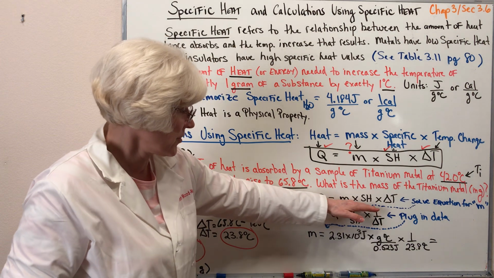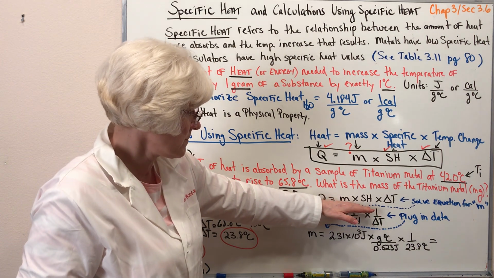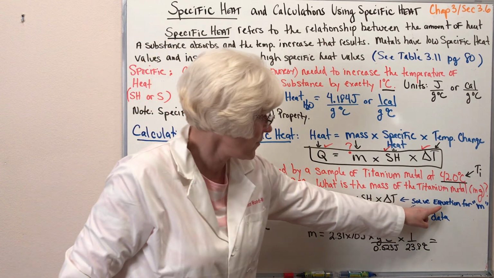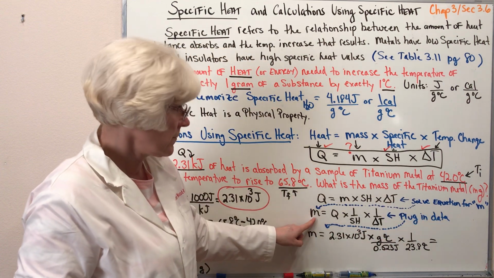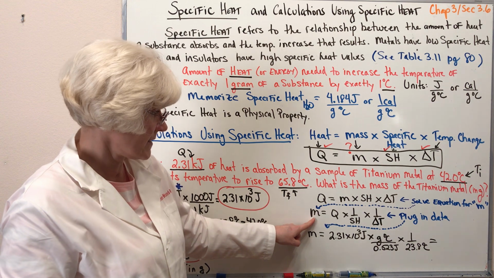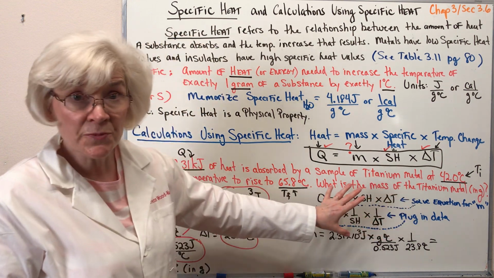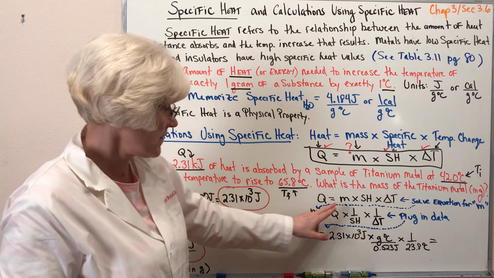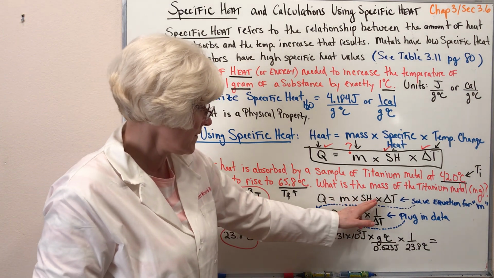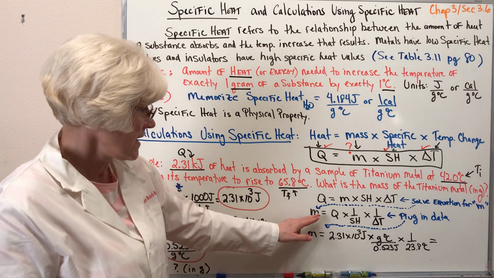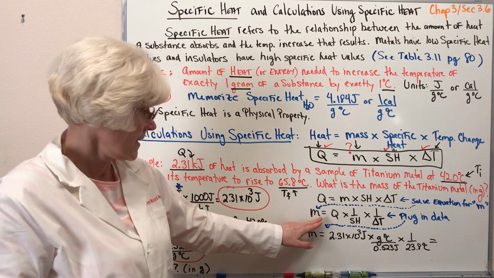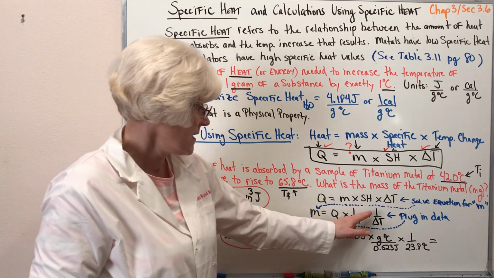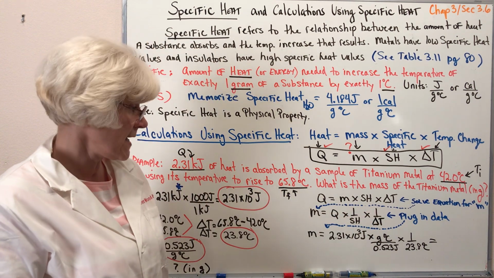So here is our general equation. Q equals mass times specific heat times temperature change. And we're going to solve it for the variable we need, which is mass. So using some basic algebra, dividing both sides of the equation by specific heat and delta T, I come up with mass equals Q times 1 over specific heat times 1 over delta T.